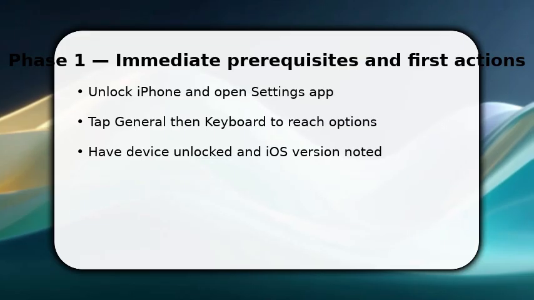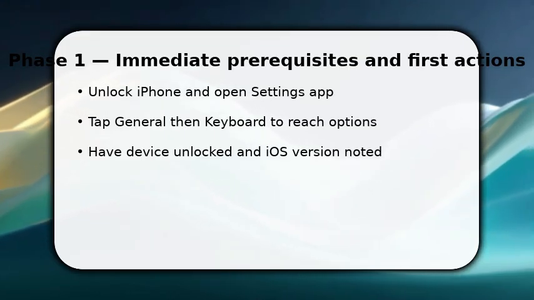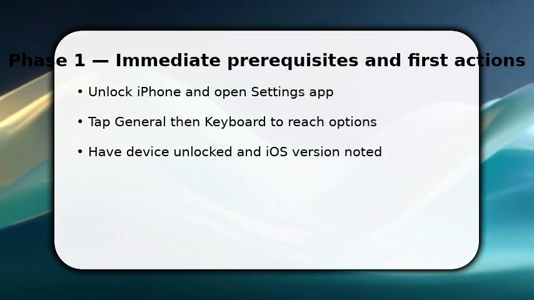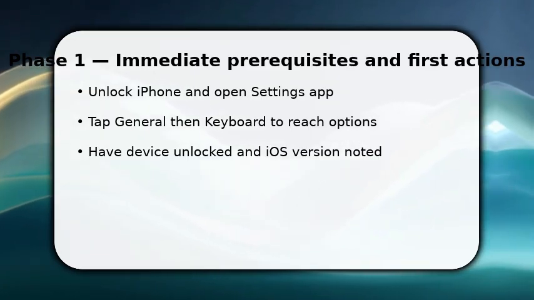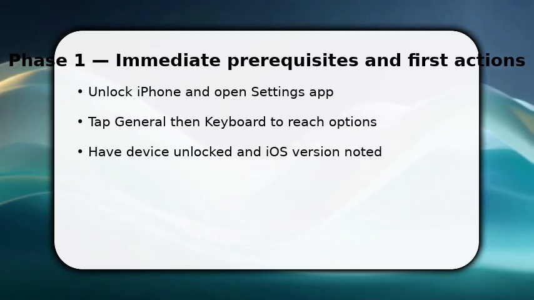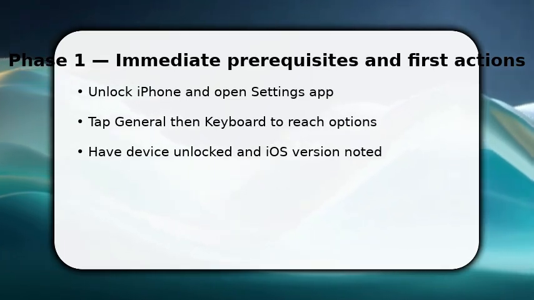You start in Settings because that's where Apple exposes keyboard controls. Open Settings, then tap General, now select Keyboard. You do this because predictive and autocorrection live inside Keyboard Preferences. Once there, you can see multiple switches.